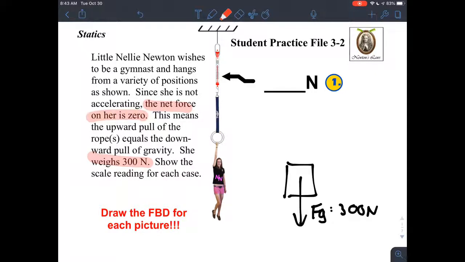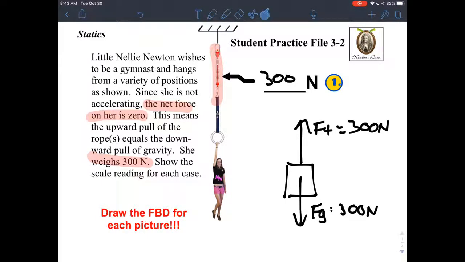So if her F net is going to be 0, well, we see in this case that there is 1 support holding her up. So we have 1 source of tension, Ft, supporting her. So in this case, the tension must be equal and opposite to cancel out and give us a net force of 0 newtons. So in this case, the tension in the scale is 300 newtons.